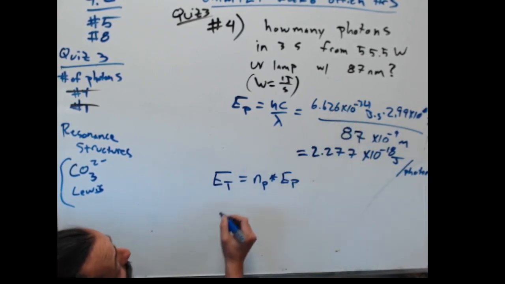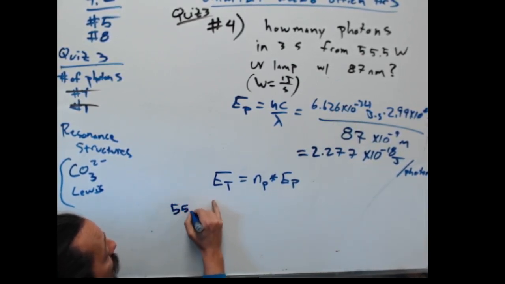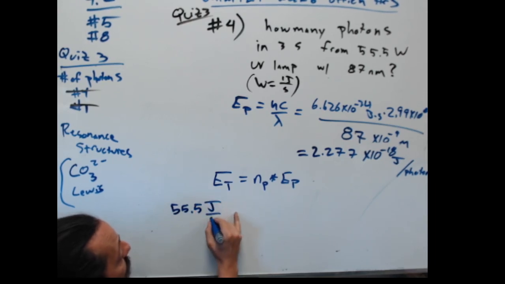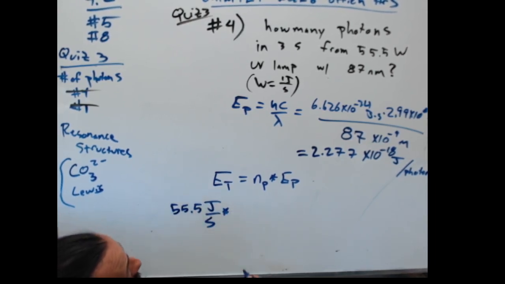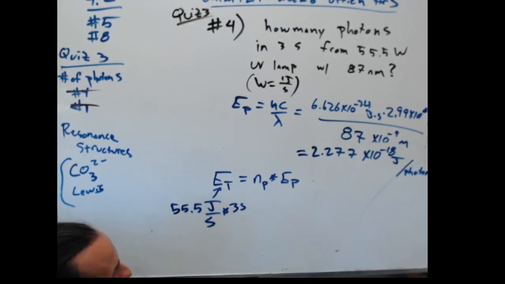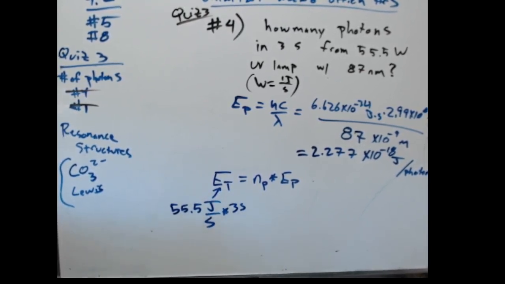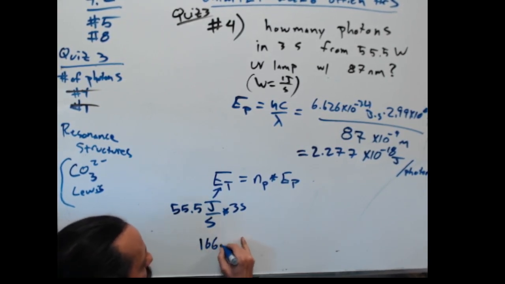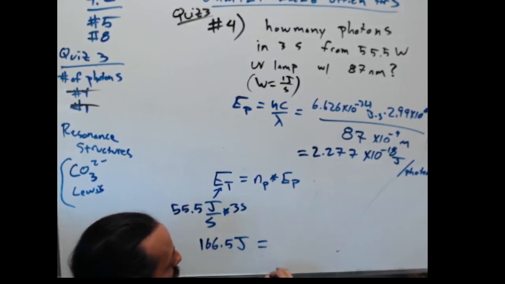So here I want 55.5 joules per second. How many seconds? For 3 seconds. That's going to get me my total energy. That's going to be like 166.5. Wow, I can't believe I did that correct in my head. 166.5 joules. That's my total energy.